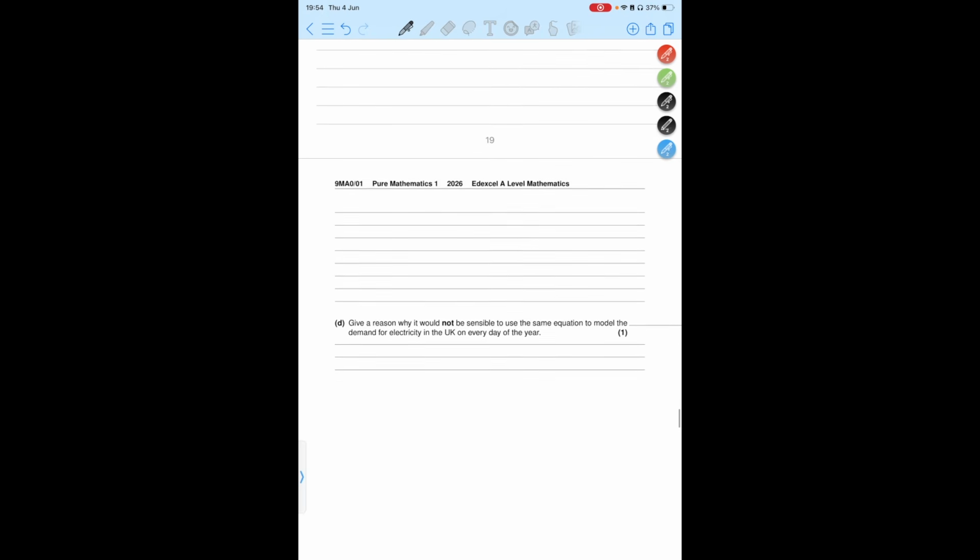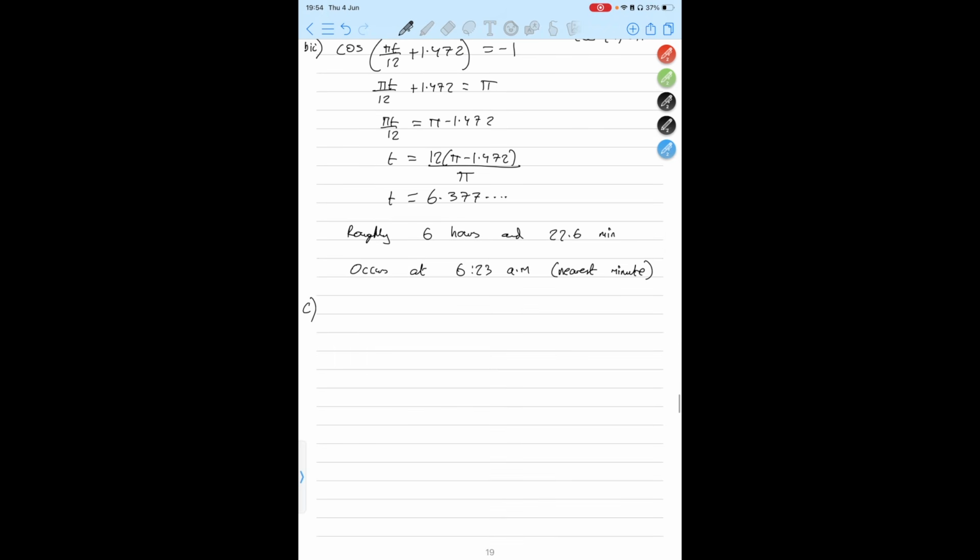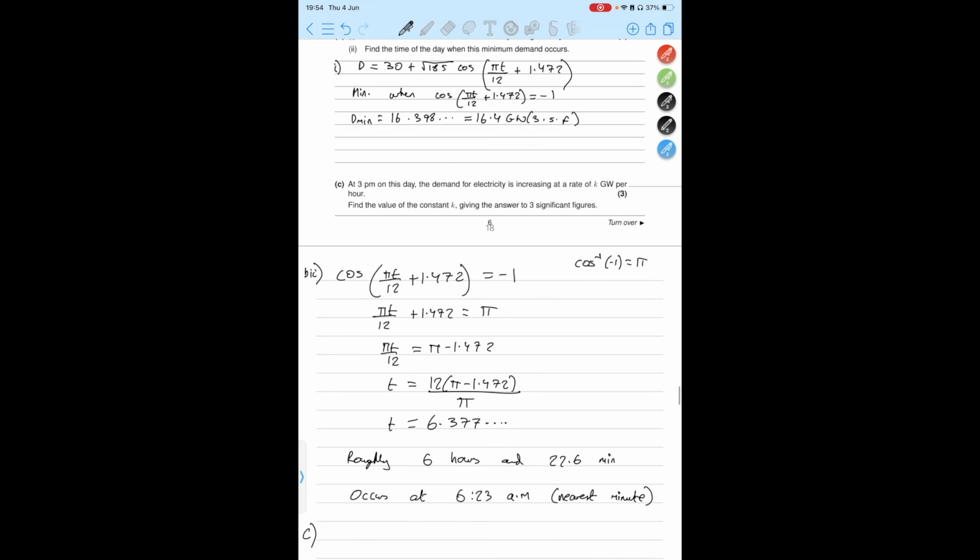So I'm going to continue with C down this way as well, and hopefully it leaves me with perfect space to do D. So at 3 p.m. on this day, the demand for electricity is increasing at a rate of K gigawatts per hour. Find the value of the constant K, giving this answer to 3 significant figures.